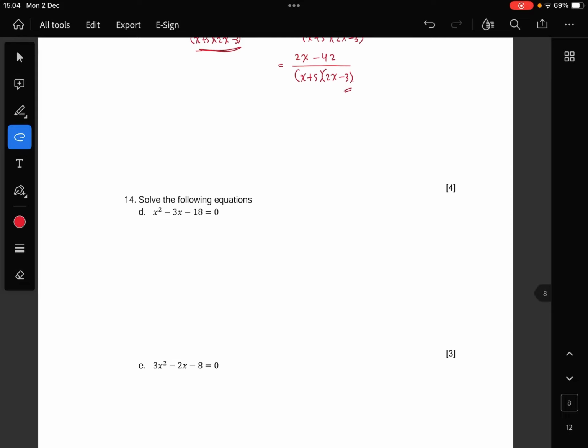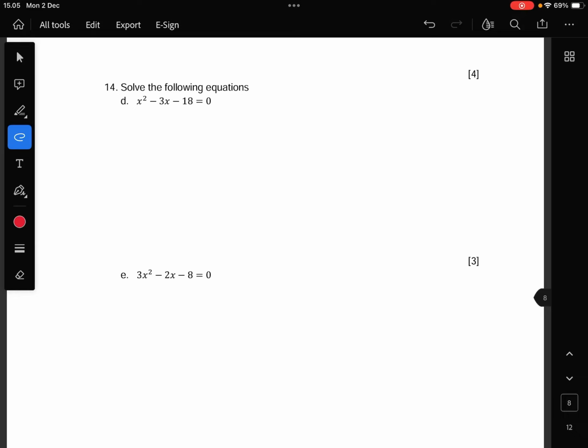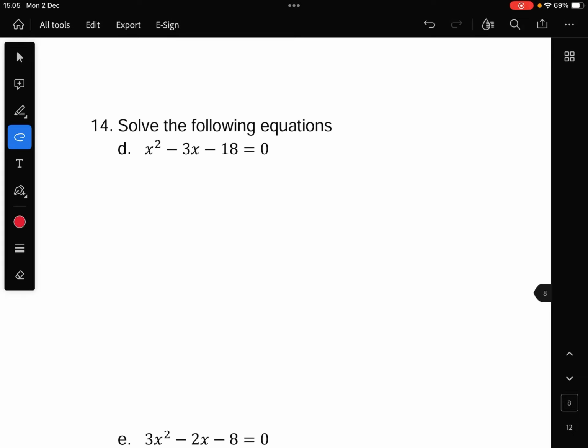13b. Now let's move on to number 14. We need to solve these equations, right? It means you have to do the factorization first before you find the x, right? You need to find the factors of 18. When you multiply them, you get negative 18. When you add them, you get negative 3. So we have 6 and 3.